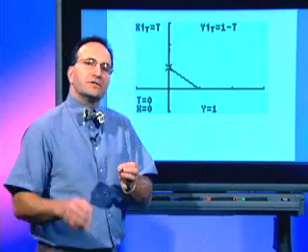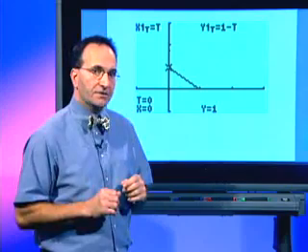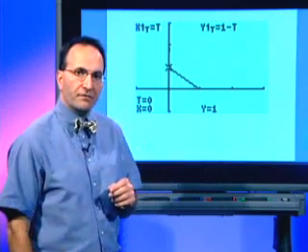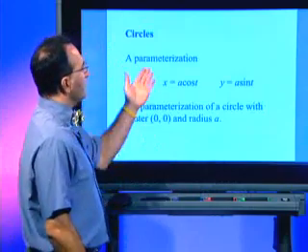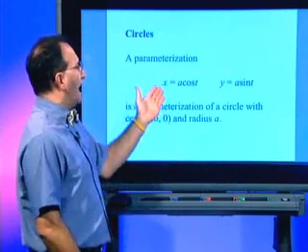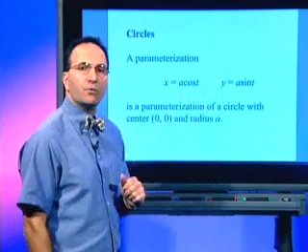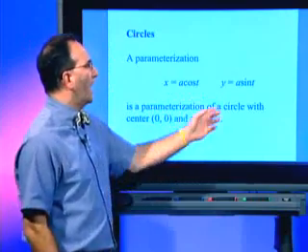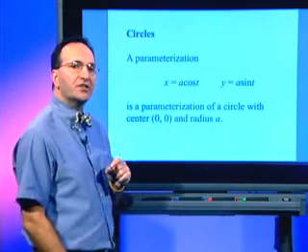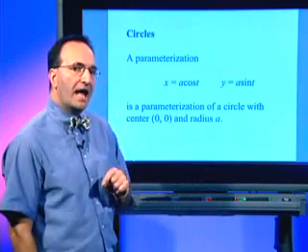All right, some relations have parametrizations that can be standardized, and we're going to look at two of these. Let's start by looking at the circle. A parametrization of x equals a times cosine t and y equals a sine t is a parametrization of a circle with a center at 0, 0 and with a radius of a.